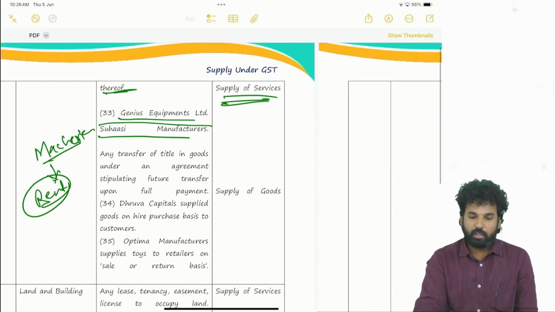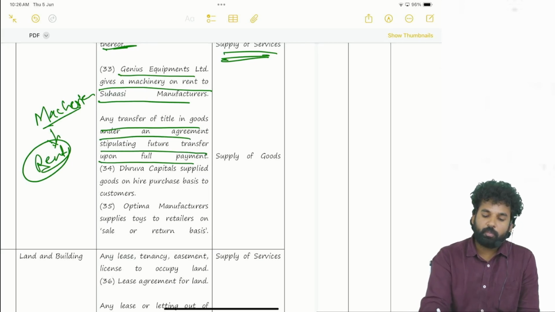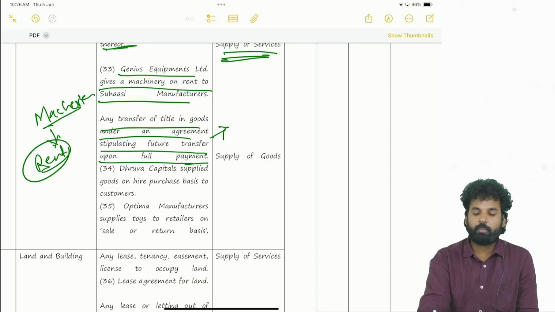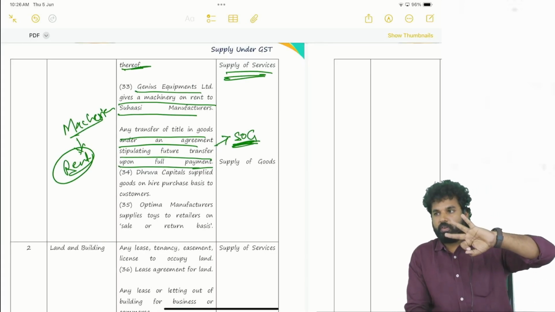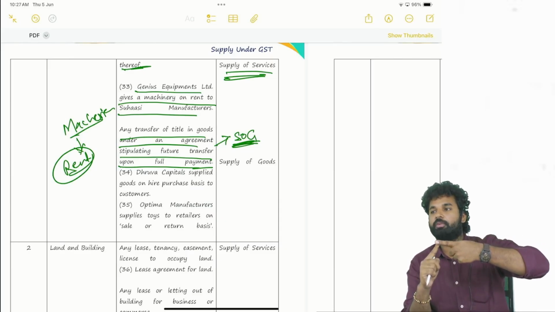Okay, right. Any transfer of title in goods under an agreement stipulating future transfer upon full payment is what is hire purchase. If it is a case of hire purchase, it is supply of goods only. Here we are seeing 3 transactions. One is transfer of title in goods. Where the title is transferring and possession is being transferred, it shall be treated as supply of goods.